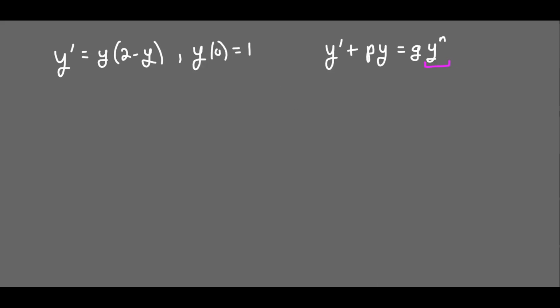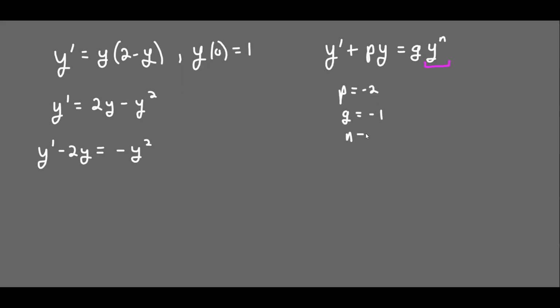All right, so let's just rearrange this equation and see if we can make it look like this one. So we'll get rid of the parentheses. So it'll be 2y minus y squared. And then I'm just going to move the 2y to the left. So that leaves me with y prime minus 2y equals negative y squared. So here P is equal to negative 2, G is equal to negative 1, and N is 2. So this is Bernoulli.